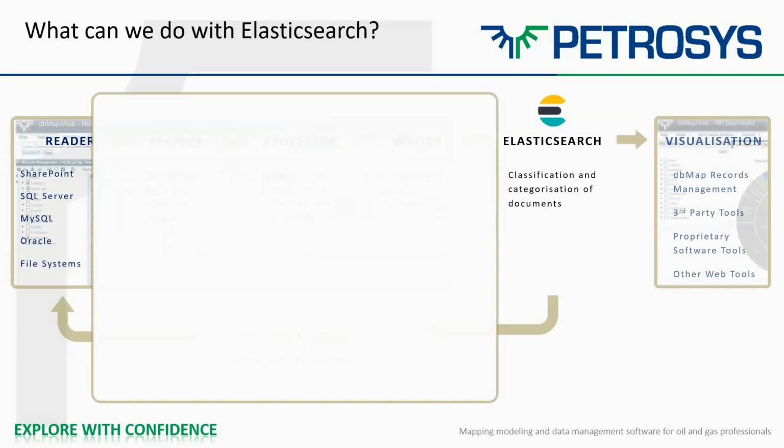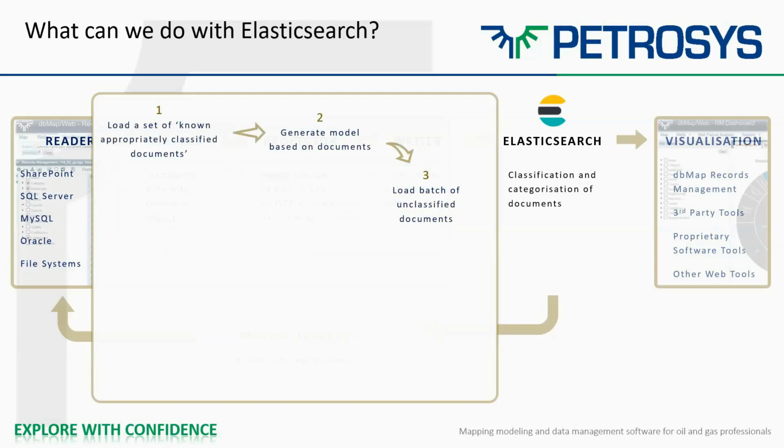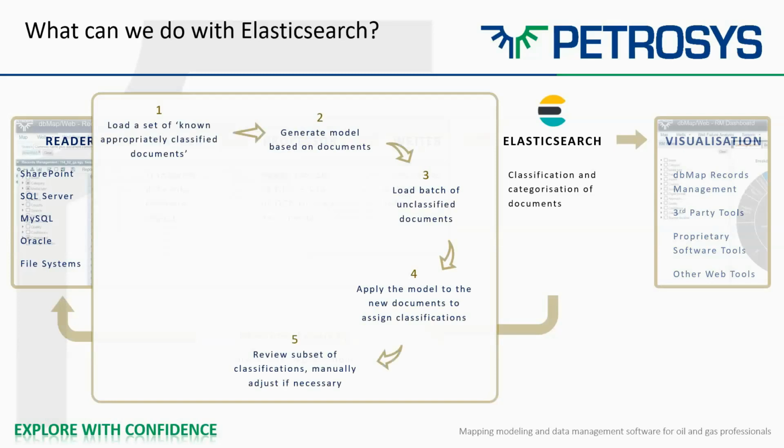If we take a closer look at the interactive improvement of the data model, we are essentially aiming to identify documents which represent a good example of a particular data type and object classification, for example, a specific vendor composite log or seismic acquisition survey. With these templates identified and where a model is generated, we can load a batch of unclassified documents, apply the model to the documents and assign classification. We can then review the results and decide whether we need to update and refresh the model before loading the next batch of unclassified documents, and so on until the model meets your goals and all the files are loaded.